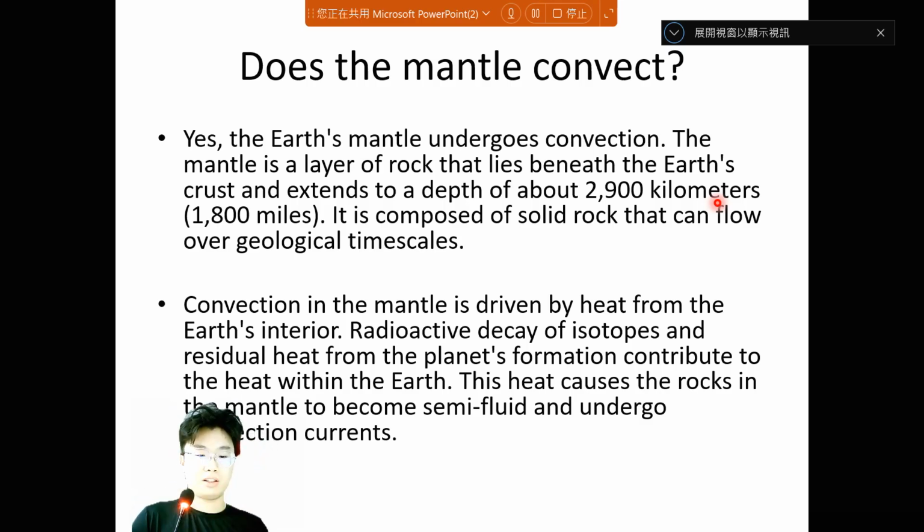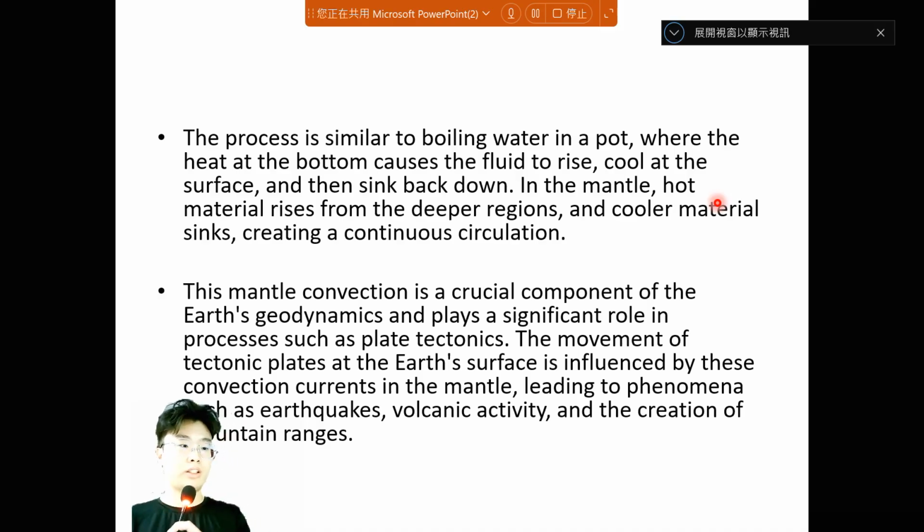This heat causes the rock in the mantle to become semi-fluid and undergo convection currents. The process is similar to boiling water in a pot. In the mantle, hot material rises from the deeper region, and cooler material sinks, creating a continuous circulation. The movement of tectonic plates at the Earth's surface is influenced by these convection currents in the mantle.